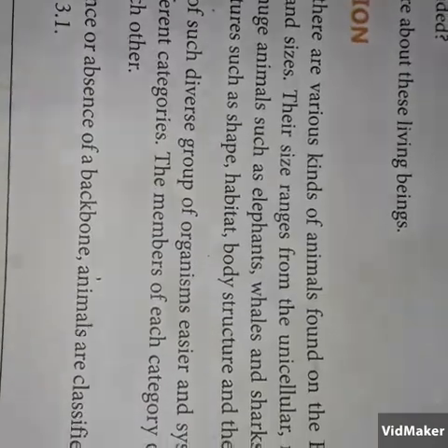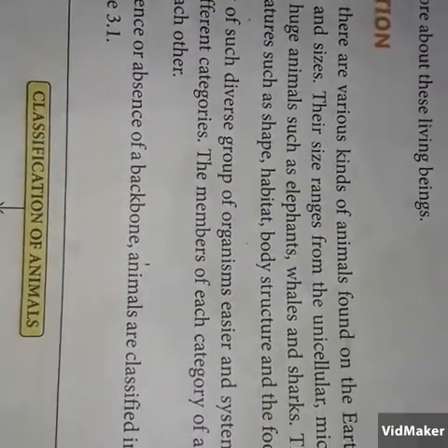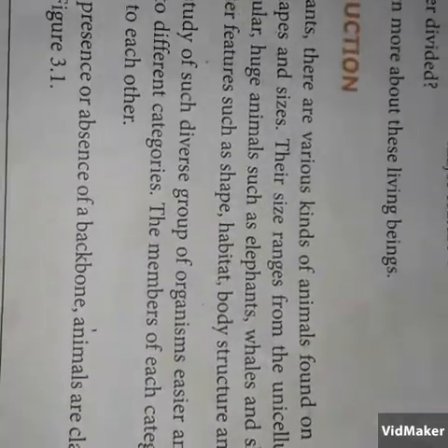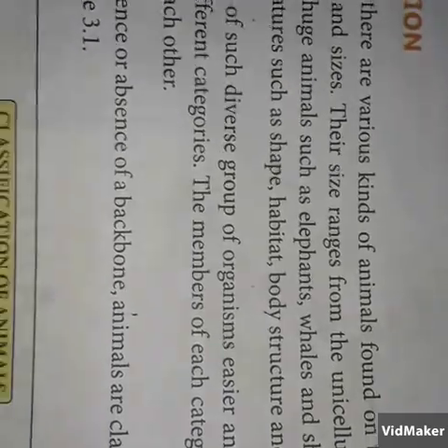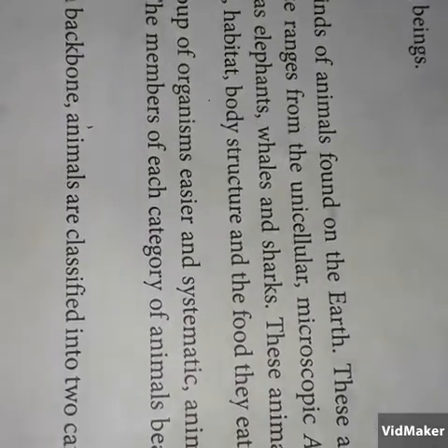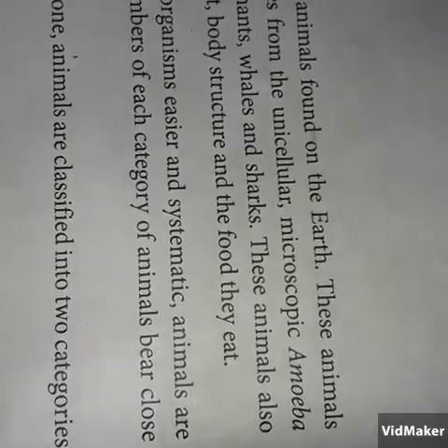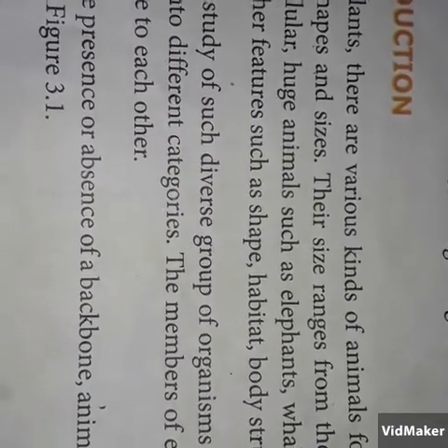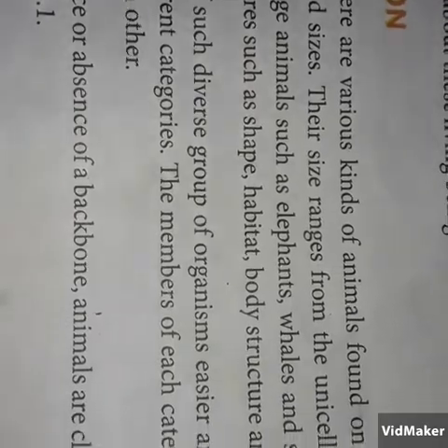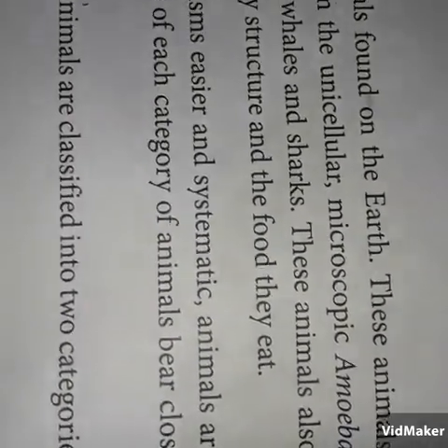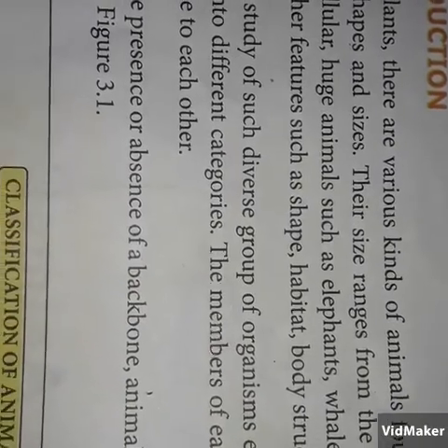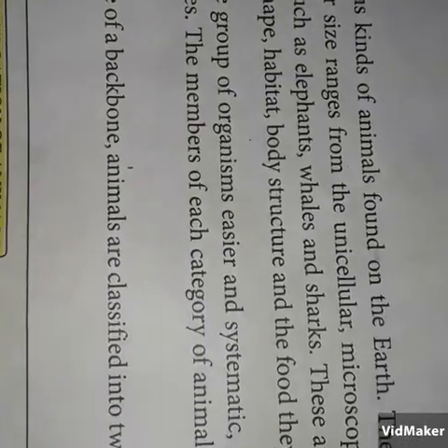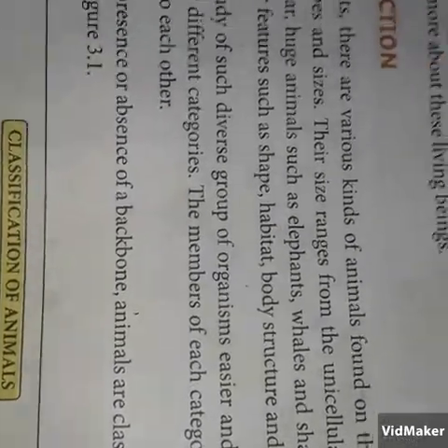Introduction. Just like plants, there are various kinds of animals found on the earth. These animals differ in shape and size. Their sizes range from the unicellular microscopic amoeba to multicellular huge animals such as elephants, whales, and skunks. These animals also differ in other features such as shape, habitats, body structures, and the food they eat.